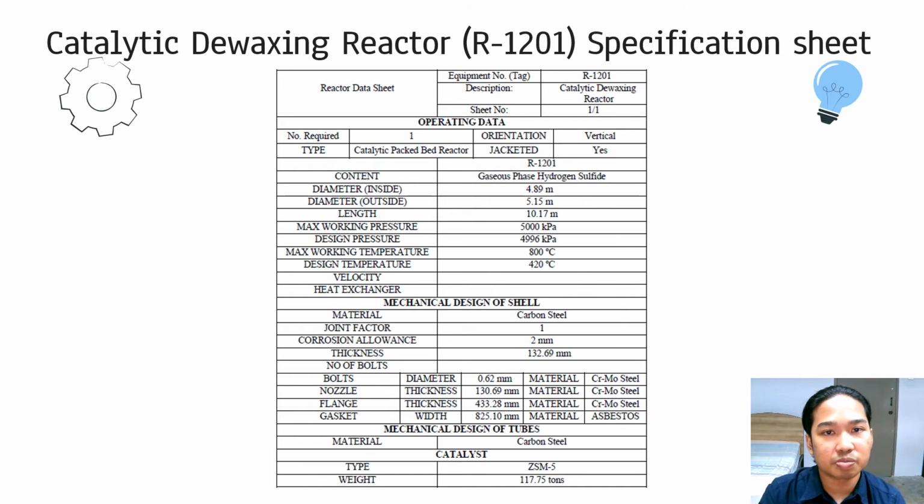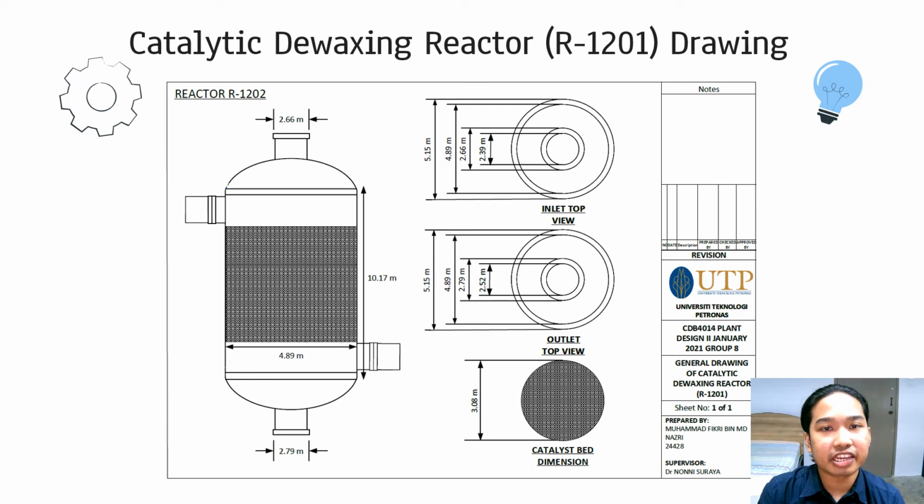Next, we move on to the specification sheet. After all the process design and the mechanical design has completed, the design and the values are tabulated in the specification sheet. This is so that it's easier to read the design and the specification of the equipment when it is tabulated. This is the technical drawing of the reactor R1201. The reactor is presented in the side view, top view for the inlet and outlet, and finally the catalyst bed dimensions. The drawing dimension is drawn based on the ratio of 1 cm to 0.2 meter.